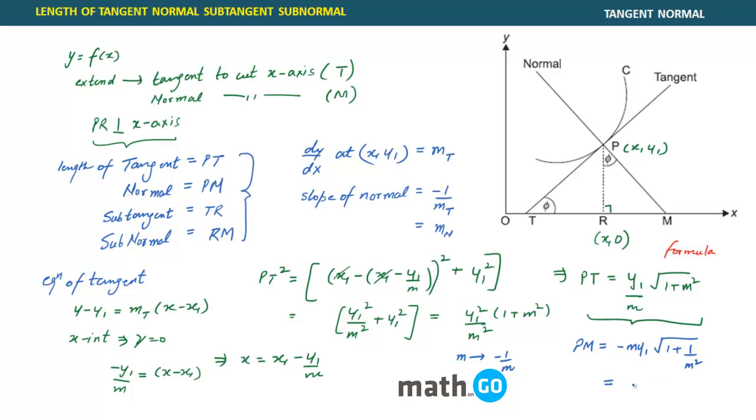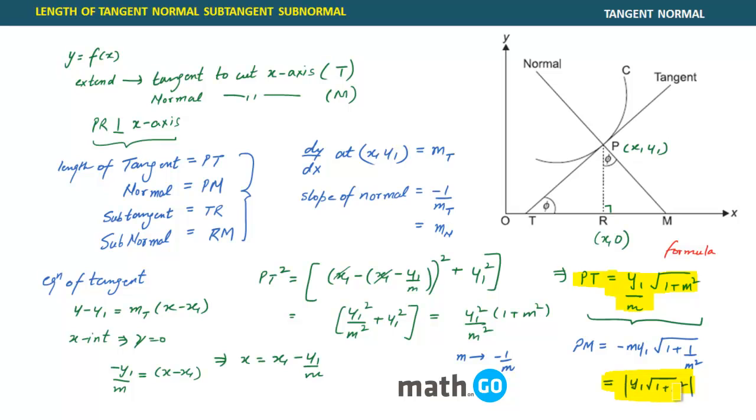And if you solve this, it will again come out to be y1 under root 1 plus m square, again, right? You can leave the negative sign, don't worry about the negative sign, because we are talking about distances, so it always has to be in the modulus component, right? So this is how you can remember the formulas for the normal as well as for tangent, right? So these are the two particular answers.